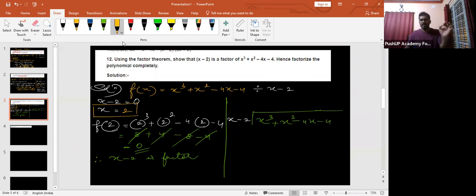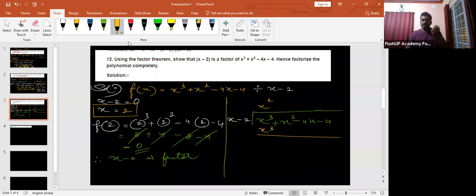Now see, the first term is what? X cube. Here the first term is what? X. You should multiply x with what so that the product becomes x cube? It is x square, isn't it? This is how we learn long division. X into x square will give you x cube.